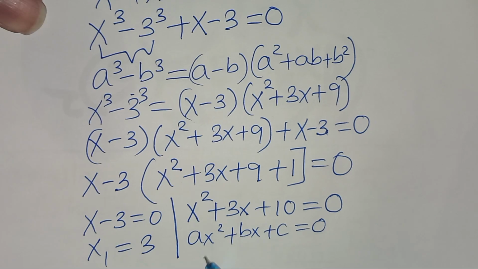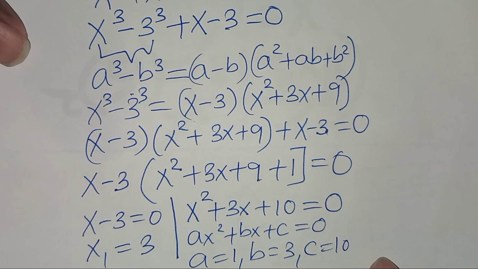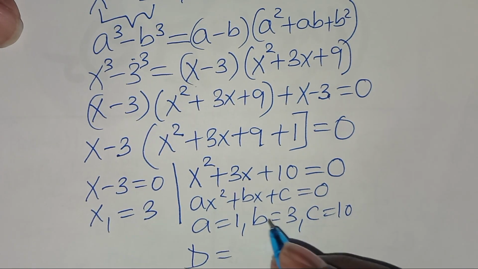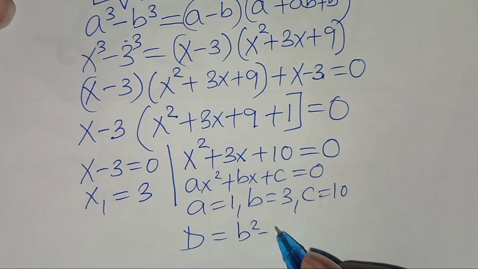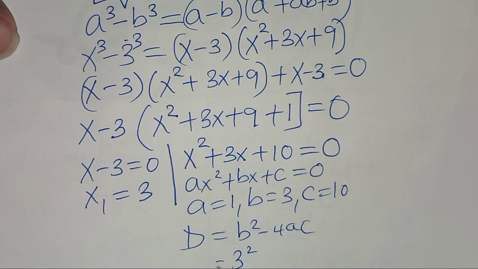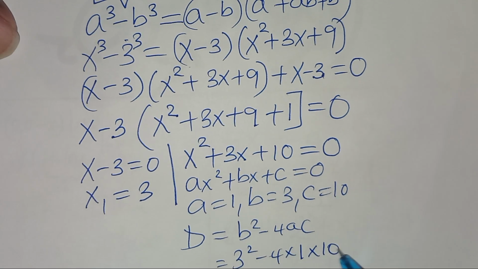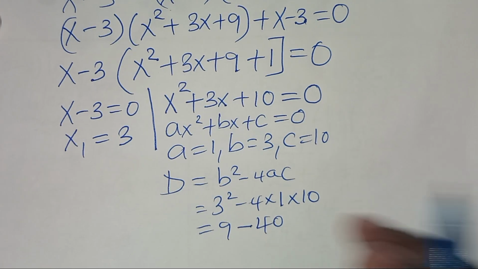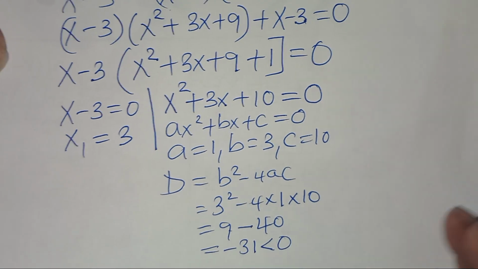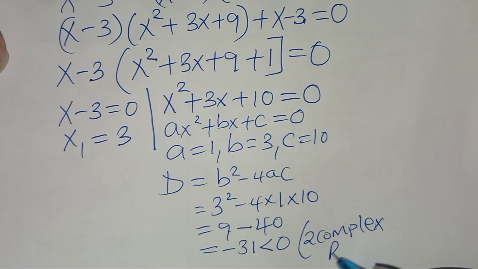From the quadratic equation, a is equal to 1, b is equal to 3, and c is equal to 10. Now, let's assess the nature of the roots of this quadratic equation by determining the discriminant value, which is b squared minus 4ac. So b squared is 3 squared, subtract 4 times 1 times c, which is 10. So this is 9 minus 4 times 10, which is 40. So it's 9 minus 40, and this is negative 31, which is less than 0. This means that we have two complex roots.